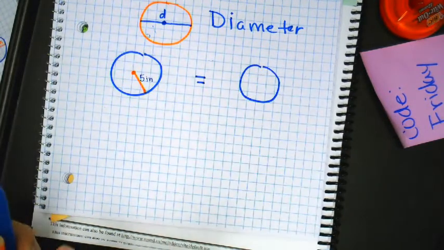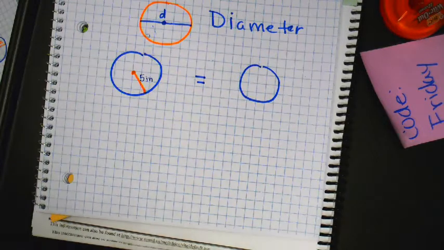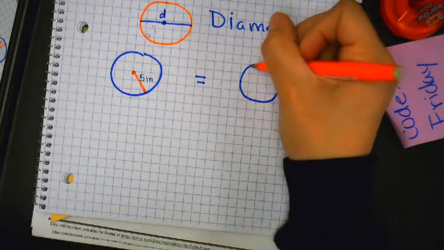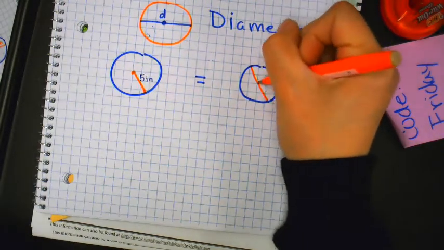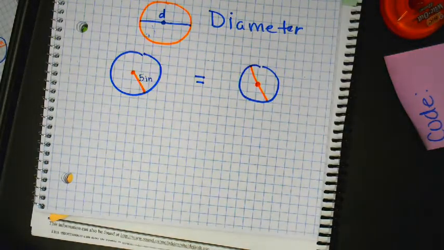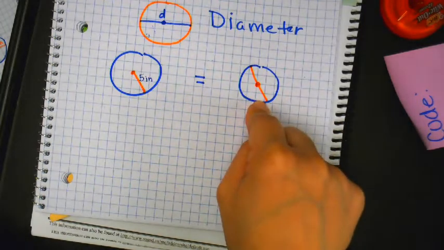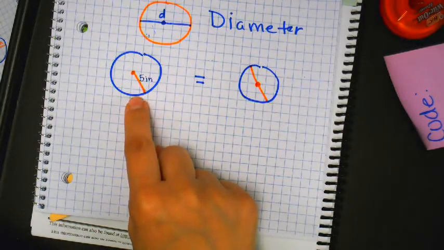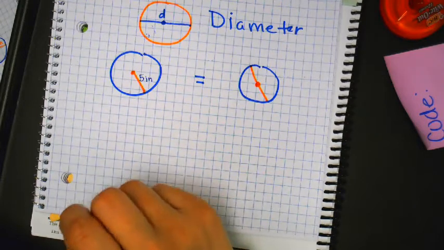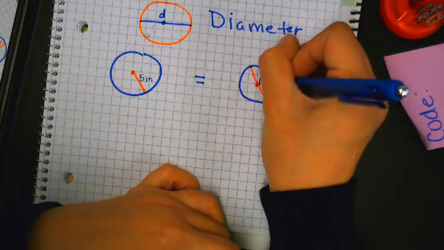I'm going to draw another circle that's equal to this circle. They're equal. They're identical twins. But I want to go all the way through for the diameter. See if anybody can guess correctly. What is the measurement of the diameter if the radius is 5? 10. Yes. Good job. This is 10 inches.